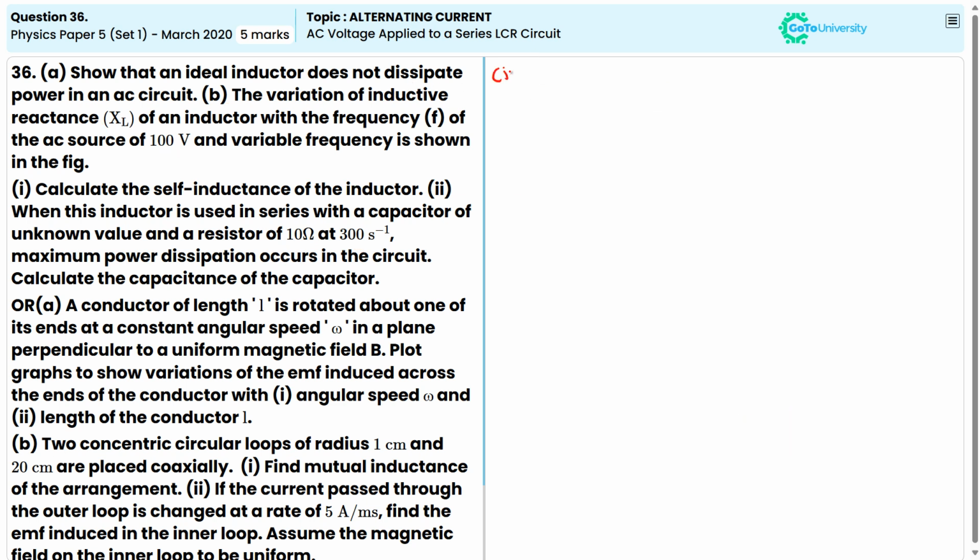Now let us discuss the second question. In this question we are going to calculate the capacitance of the capacitor. So now we write: maximum power dissipation of the circuit occurs at resonance. At resonance we know that XL equals XC, or we can write omega L equals 1 by omega C. So we can write C equals 1 by omega square L, because we are calculating the capacitance of the capacitor. The value of omega is 2 pi F, so if we substitute 2 pi F here, we get 4 pi square F square L.